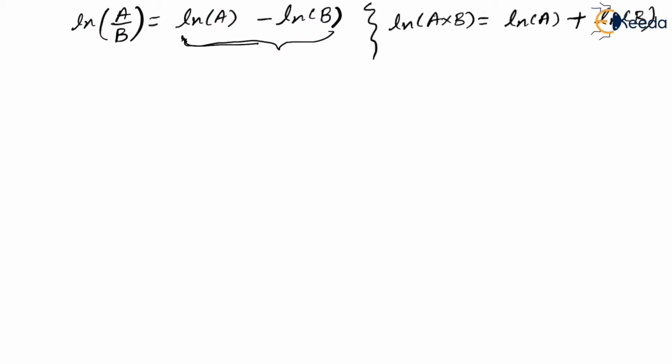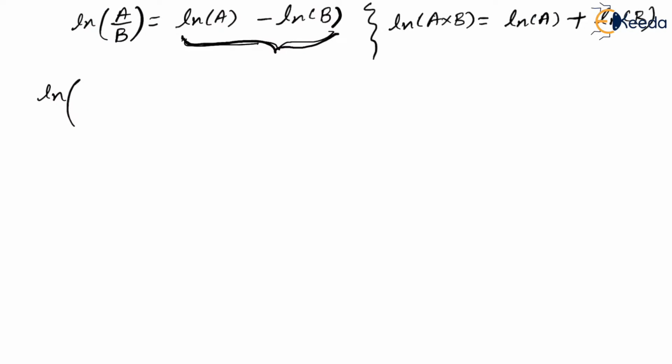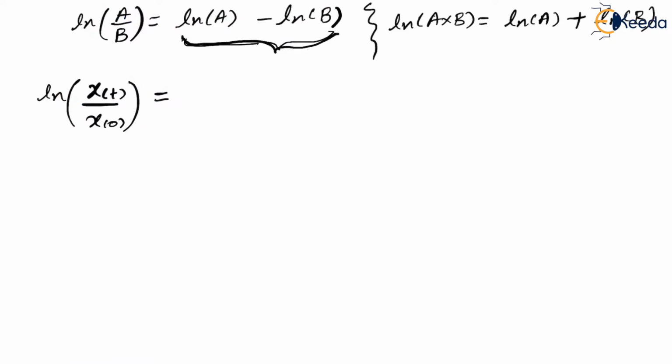So what happens to ln of a minus ln of b? On the LHS, if you see, we will get ln of a by b. So what is a here? a is going to be x of t and b is going to be x of 0. So x of t upon x of 0. Is that correct? Yes, definitely. Now see here, which is equal to what? Which is equal to at, which is given here, right? It is equal to at.